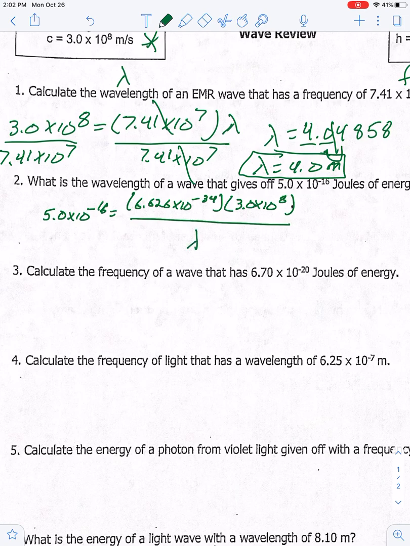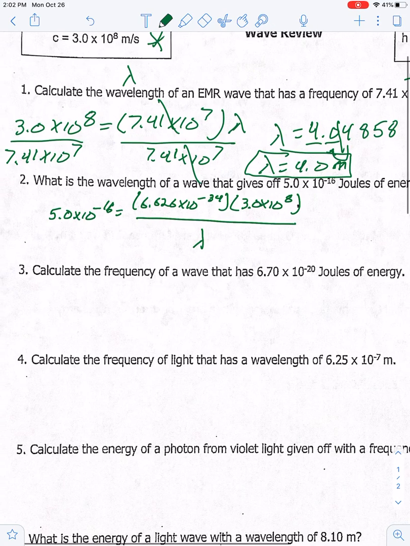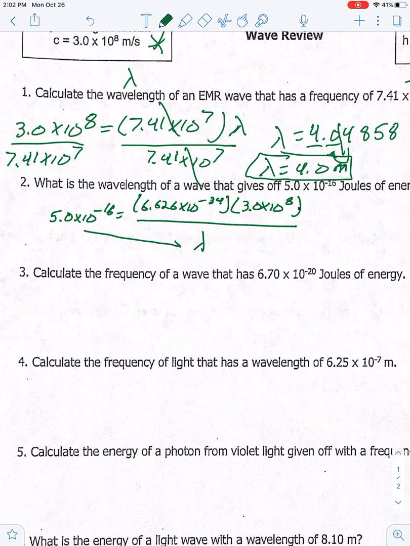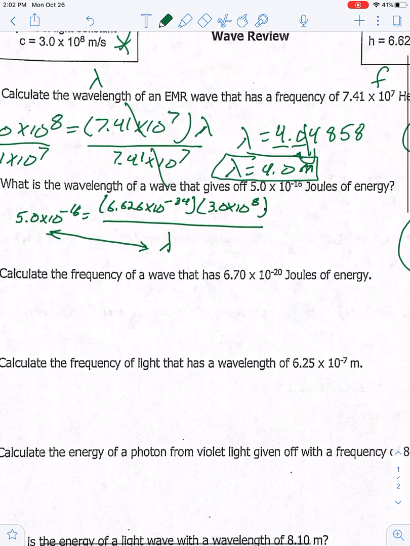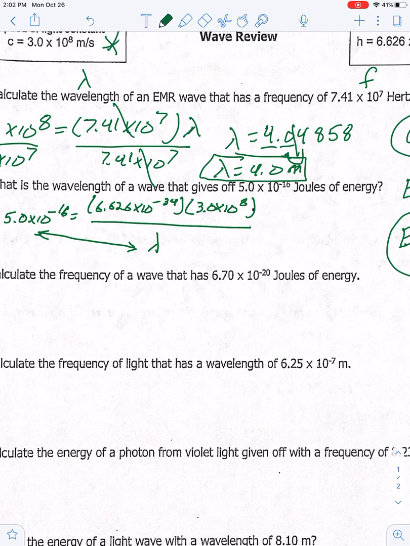Okay, so this is where I see a big algebra mistake usually happen. I'm going to show you a shortcut. If you have a variable on bottom that you want to know, this is all you need to do. Just switch these two. Okay, so you would move lambda over to the left side and then move 5.0 times 10 to the negative 16th to the bottom. Just switch those two and that will be a little shortcut for you.